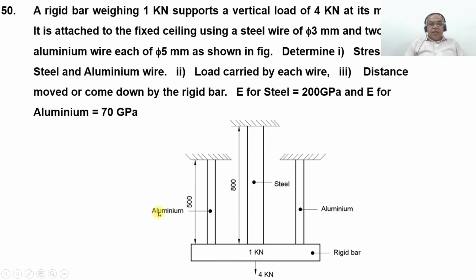So what is P aluminum, P steel, and also the distance moved, or the amount the rigid bar comes down, due to the load applied. We have Young's modulus for steel, which is 200 GPa, and Young's modulus for aluminum, which is 70 GPa.